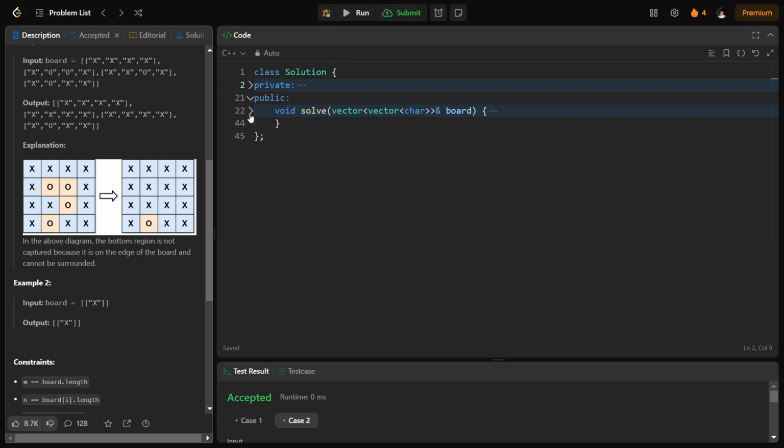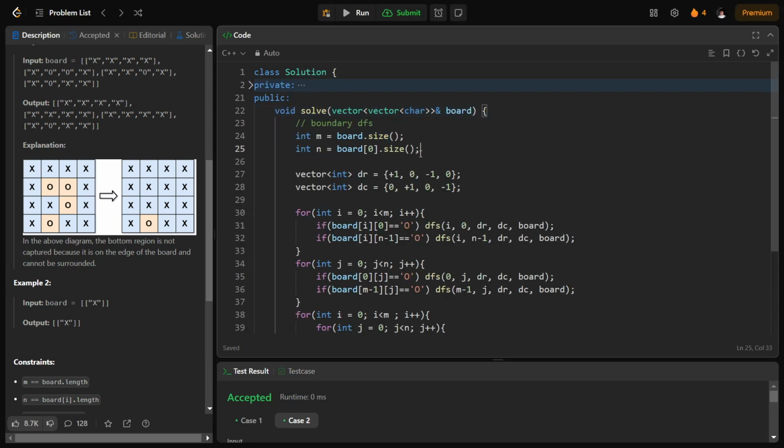So let's look at the solution of how I implemented it. I take M and N, the rows and columns. I take DR and DC to just travel up, down, left, and right. These are just some helper vectors.